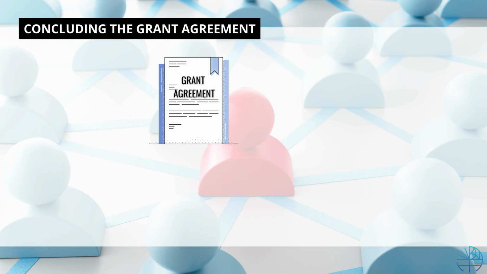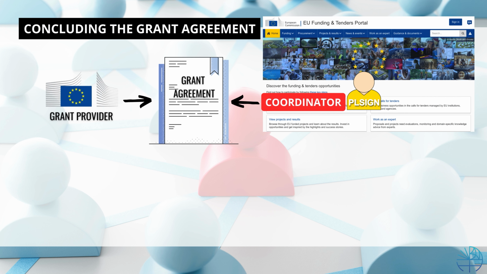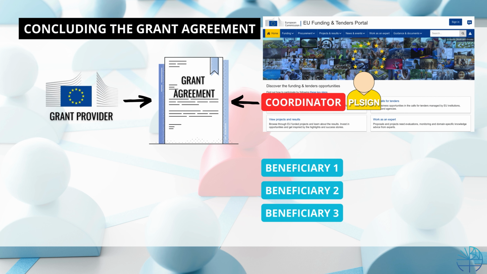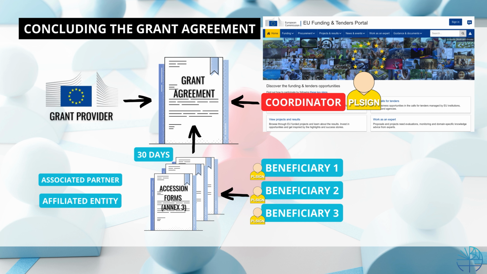The grant agreement is signed through the portal by the coordinator's project legal signatory in the system and the granting authority. After that, the other beneficiaries, respectively their project legal signatory, join the concluded agreement by signing the accession form of the grant agreement within 30 days. Other project participants, such as affiliated entities and associated partners, are not parties to the grant agreement.